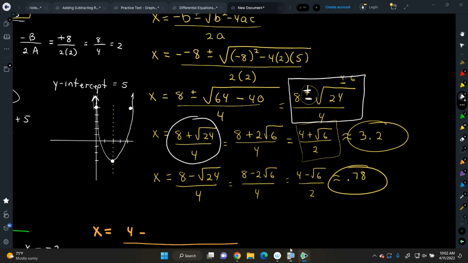Okay, so we came up with two solutions. This is where it's crossing the x-axis. Look at our graph. It's actually crossing the x-axis at 3.2 and at 0.78. That's going to give us a much more accurate graph.